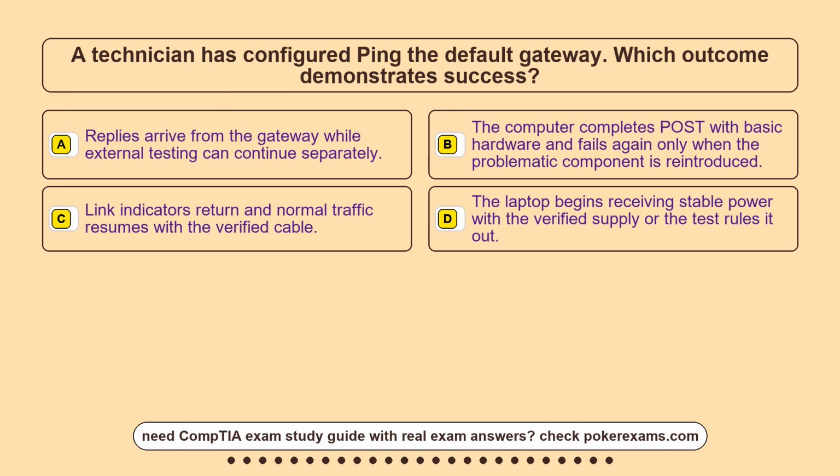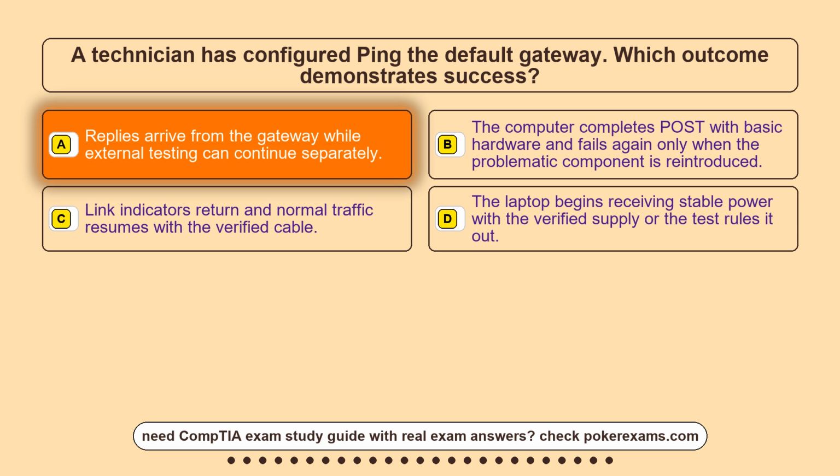Question 12. A technician has configured ping the default gateway. Which outcome demonstrates success? Option A, replies arrive from the gateway while external testing can continue separately. Option B, the computer completes POST with basic hardware and fails again only when the problematic component is reintroduced. Option C, link indicators return and normal traffic resumes with the verified cable. Option D, the laptop begins receiving stable power with the verified supply or the test rules it out. The correct answer is option A. Replies arrive from the gateway while external testing can continue separately.